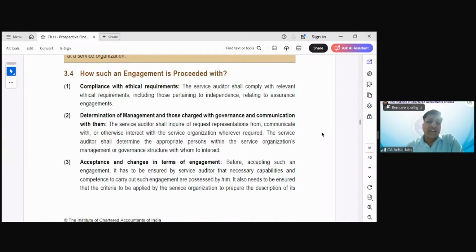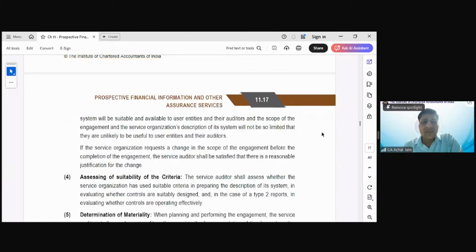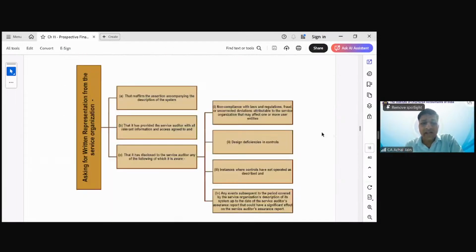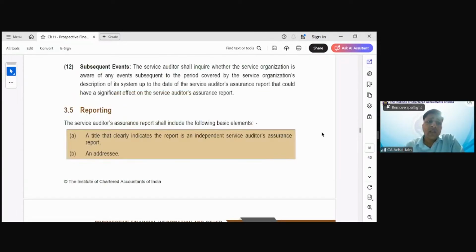Now, when it comes to the engagement, some sort of engagement formalities, in a similar manner like you'll do for any other engagement, will also be done here. In terms of the procedures, because it's all about checking of controls, understanding the risk assessment, procedures around that, testing of controls, all of those things will be required to be done in a similar manner over here as well.